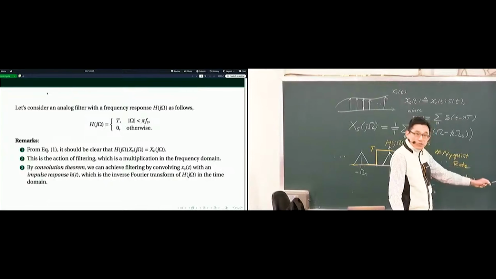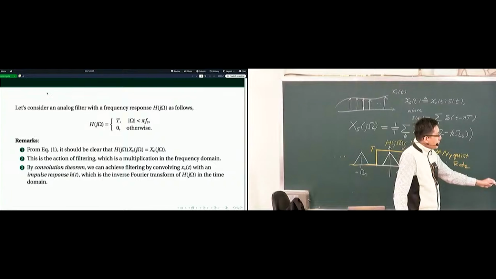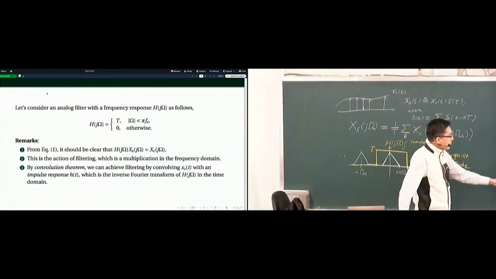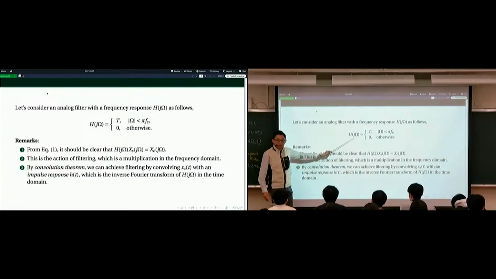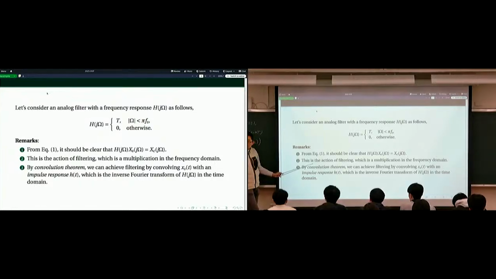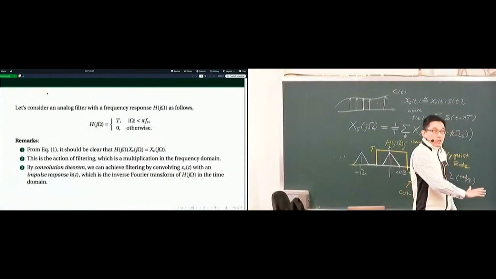But in signal processing, filtering always means to multiply our spectrum with a frequency response. Nothing more, nothing less, multiplication in the frequency domain. That's the definition of filtering. Can we agree on that? Okay? Can you agree on that? When we say filtering, it is a multiplication in frequency.